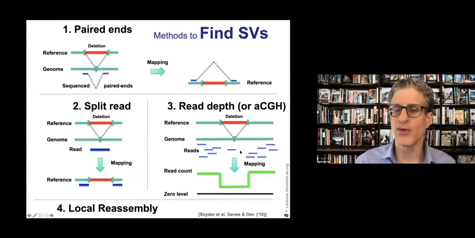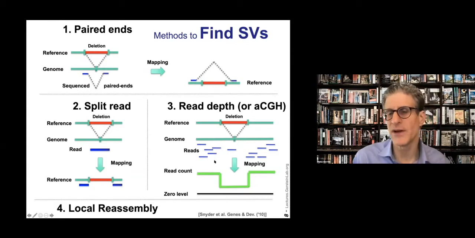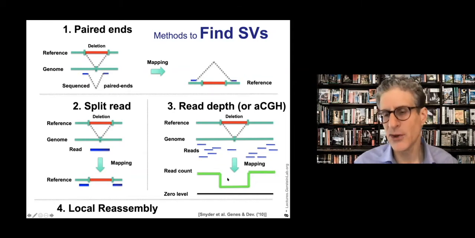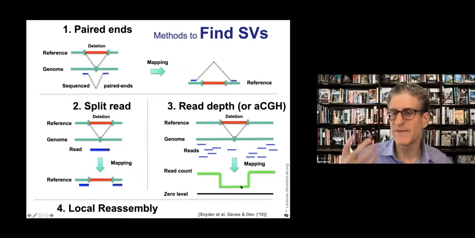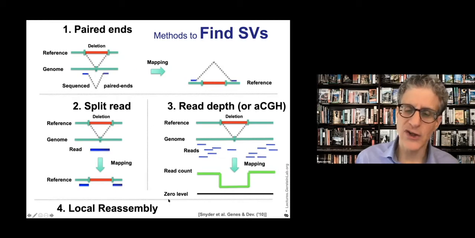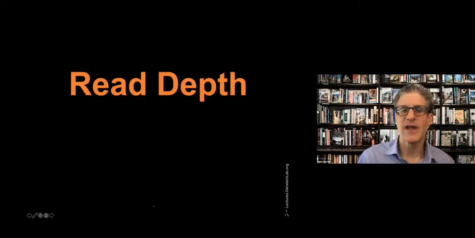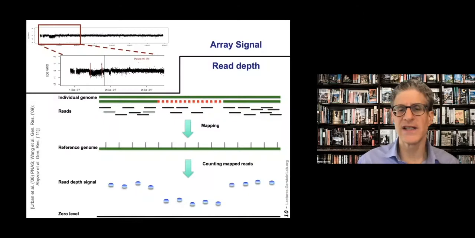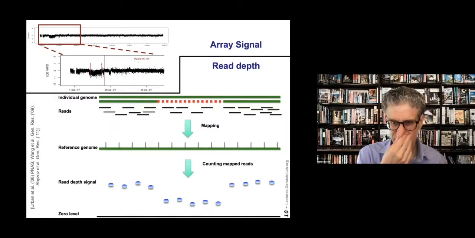There's another method called read depth, where you basically count the read stack at any point. If you saw, for instance, a big drop, you would say there's a deletion. And then of course local reassembly. Now I'm going to go through these different methods. The simplest is read depth.